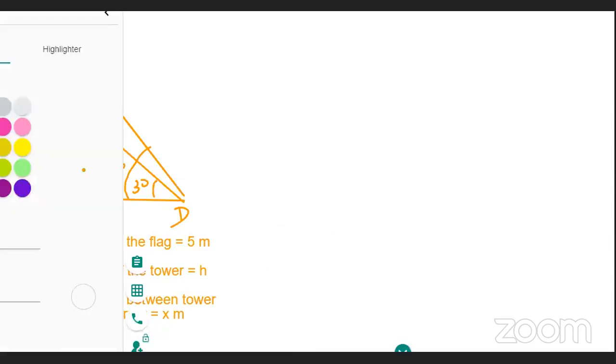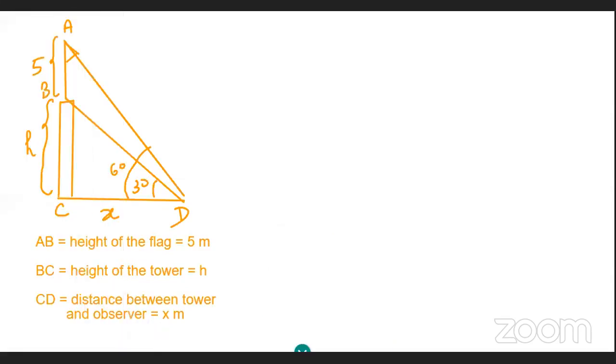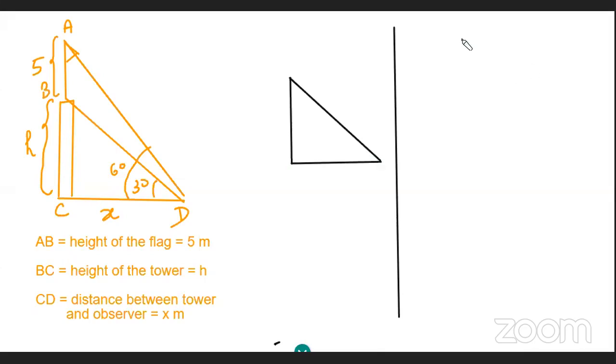Is this color visible? I'll change it into black. Which two triangles should I make here? Give me the names of the two triangles. ABD is possible? Yes or no? No, ma'am. BCD, and ACD. BCD has the 30-degree angle, and I have my ACD.